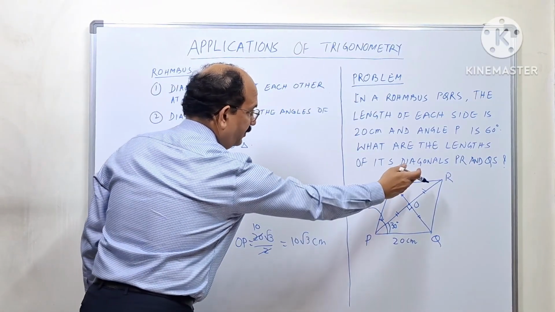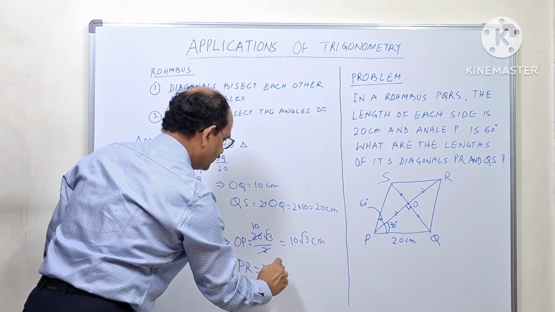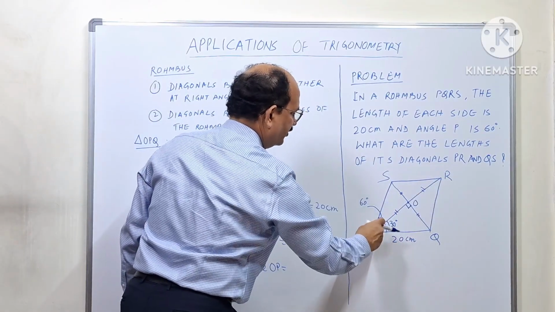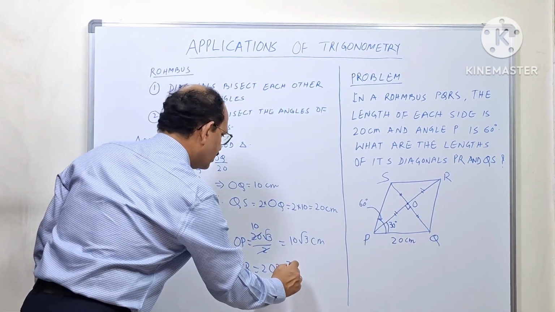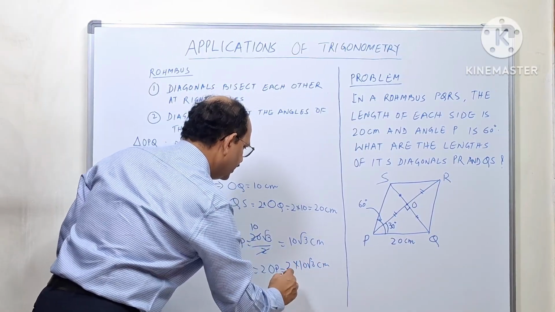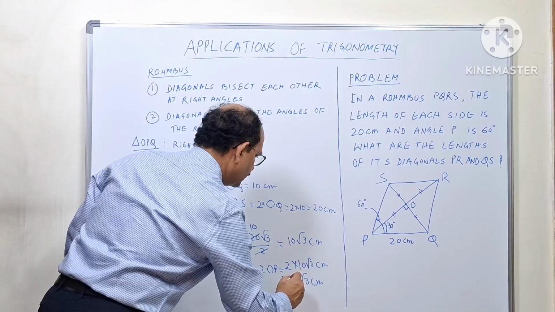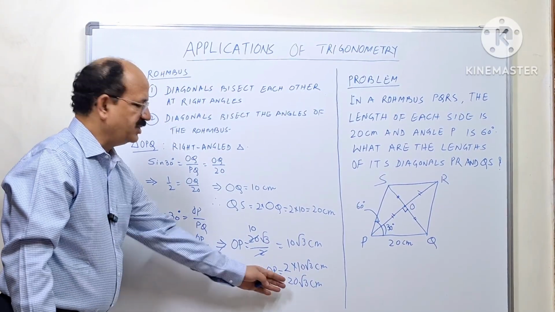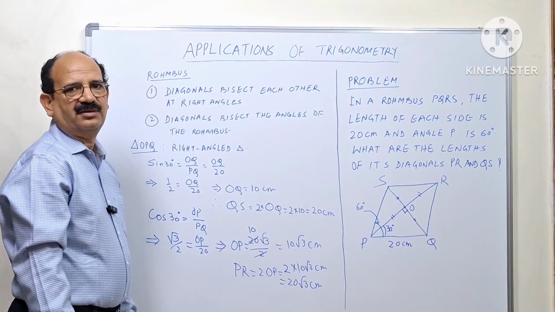Because the diagonal PR is 2 times OP, because OP was equal to OR, therefore PR is 2 times OP. Therefore, 2 multiplied by 10 root 3 centimeter, which is equal to 20 root 3 centimeter. So this is the other diagonal PR, which is 20 root 3 centimeter. The first diagonal QS was 20 centimeter.